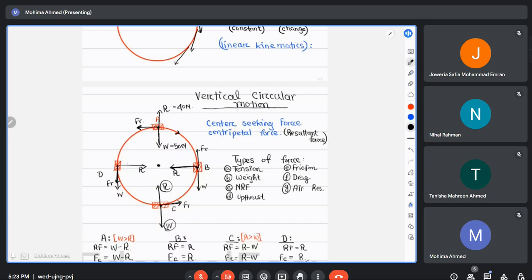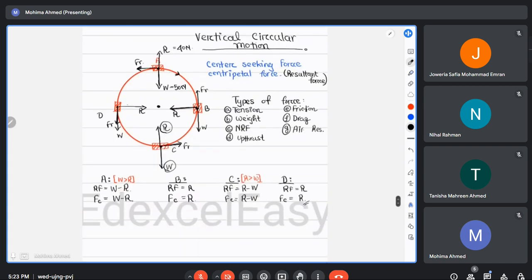And there could be cases for horizontal circular motion also. That means, let's see another example for horizontal circular motion before we move on to the difference of your equations.